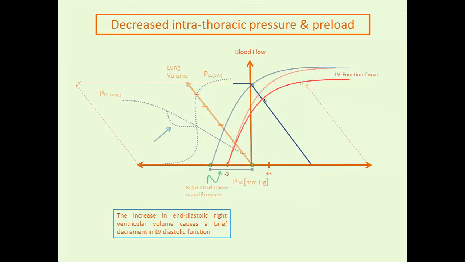And again, this will be mediated by multiple effects that I'll talk about in a later slide on the Mueller maneuver. But this effect of diastolic dysfunction of the LV tends to be very brief, and it tends to occur just in the first few cardiac cycles after the onset of the decrease in intrathoracic pressure.